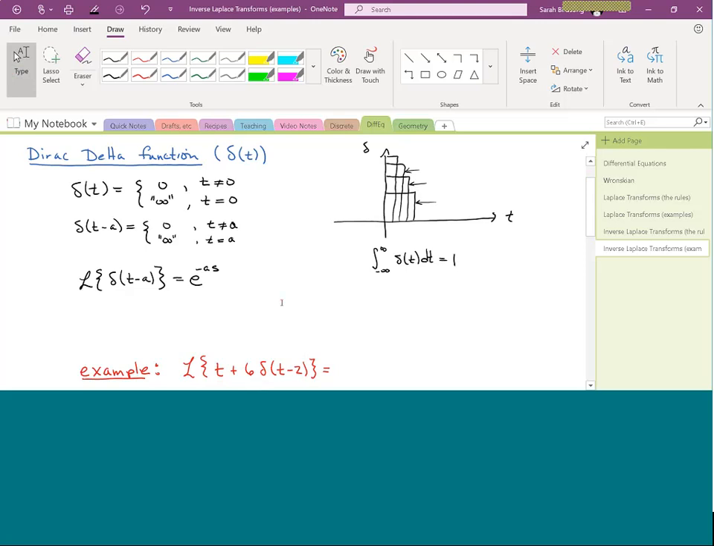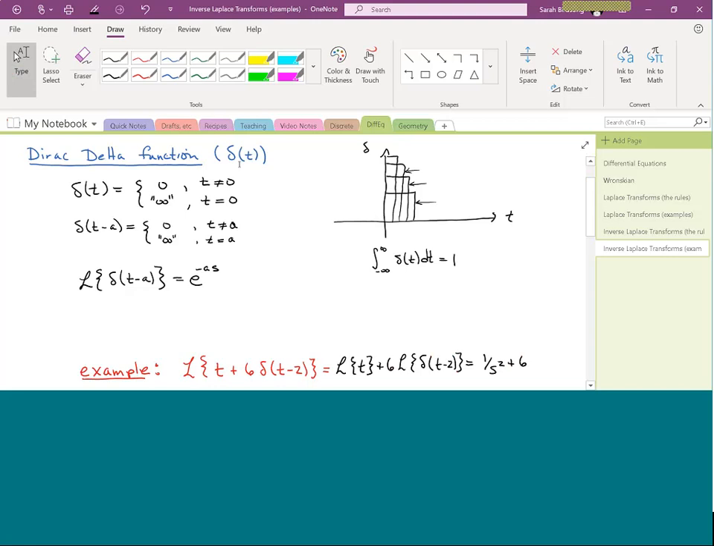Well, just like what we've done in the past, we can say, hey, this is the Laplace transform of t plus, well, you can always pull out coefficients, so 6 times the Laplace transform of our delta function. Now, we talked about the Laplace transform of t last time. Does anybody remember what the Laplace transform of t would turn into? So this guy would turn into 1 over s squared. Now, the 6 just hangs out because it's a coefficient.